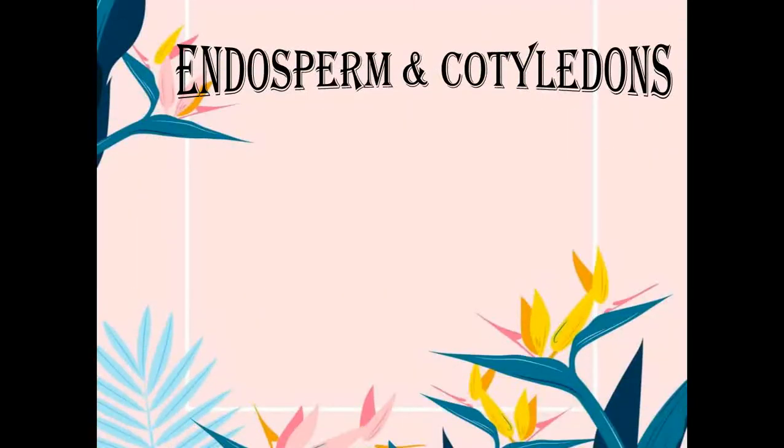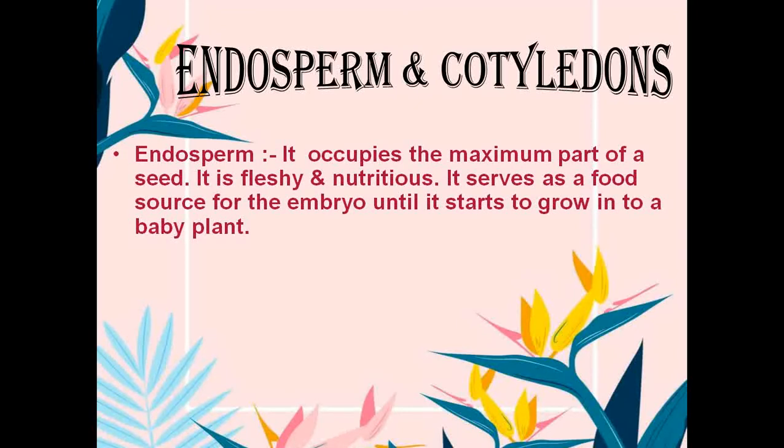I hope all these three parts are clear to you, children. Now coming to the other parts, that is endosperm and cotyledons. There are some endospermic seeds and some seeds which lack endosperm. So let me tell you about endosperm first. Endosperm occupies the maximum part of a seed. It is fleshy and nutritious. It serves as a food source for the embryo until it starts to grow into a baby plant.